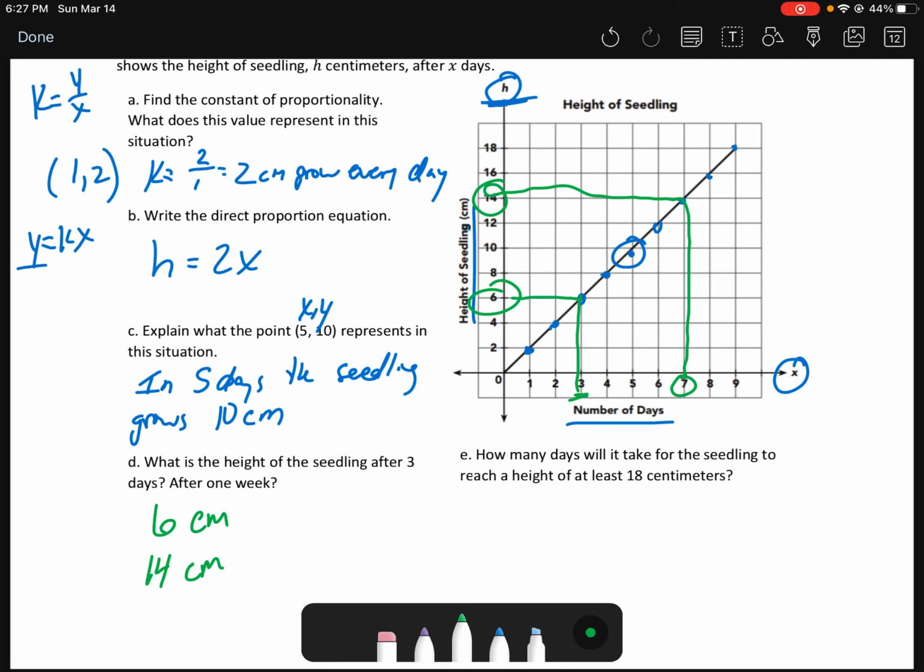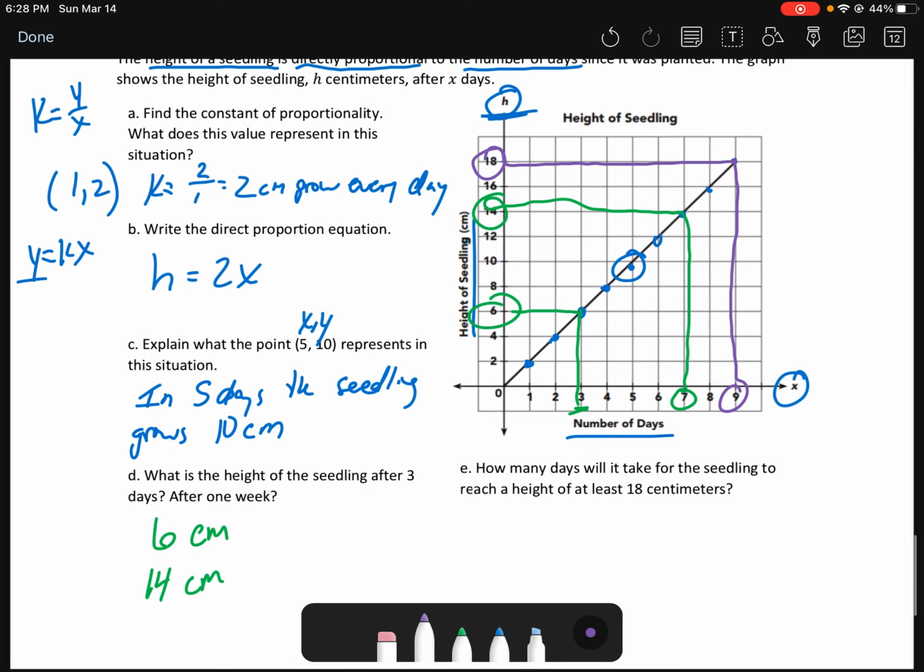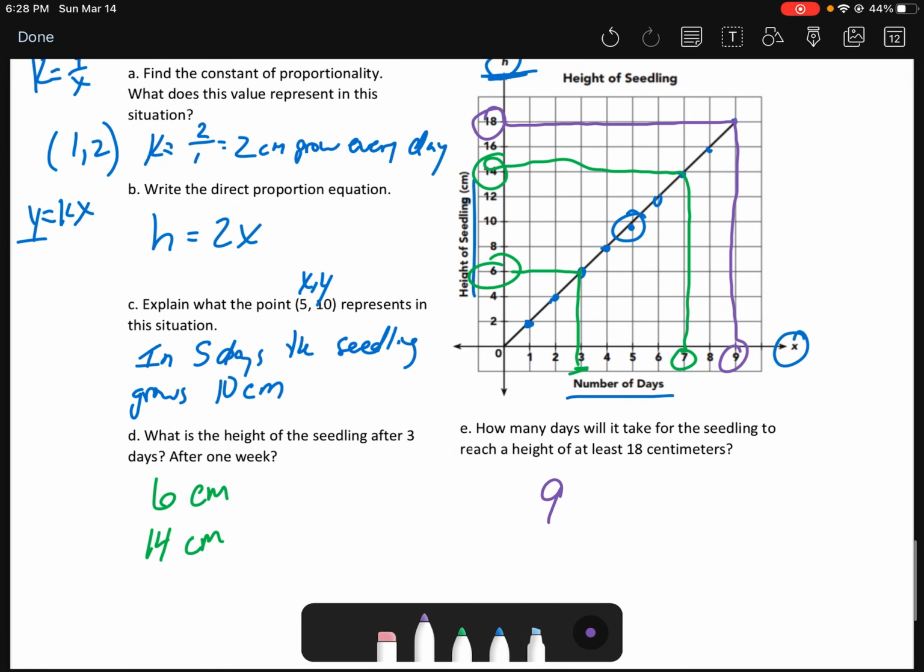How many days will it take the seedling to reach a height of at least 18 centimeters? So I can go over to 18 here. Whoop. Where does it meet the line? Right there. And that takes 9 days. 9 days. There we go.